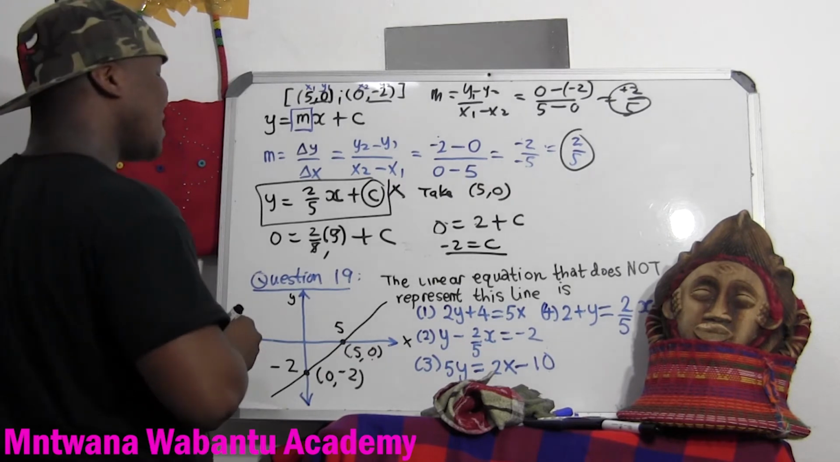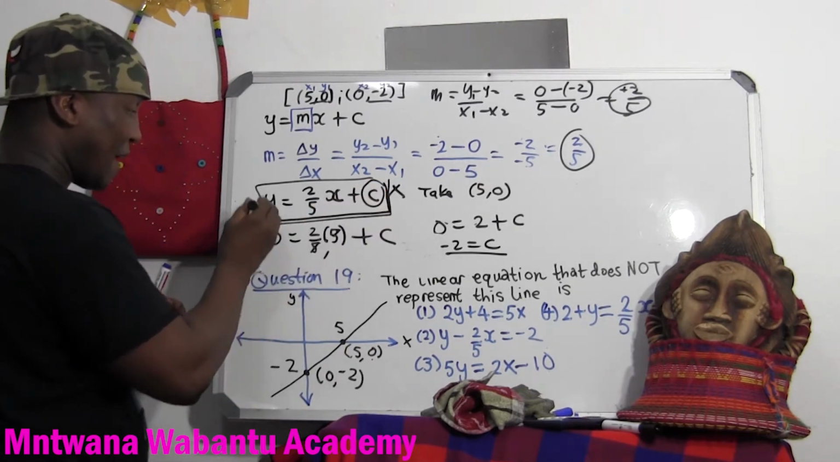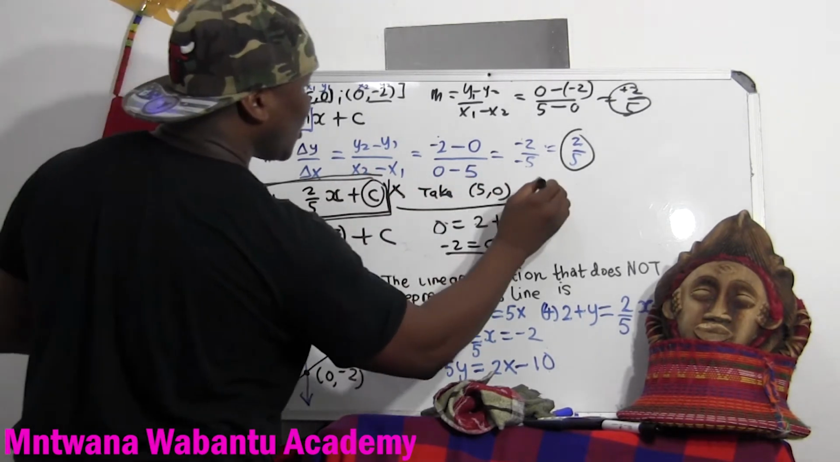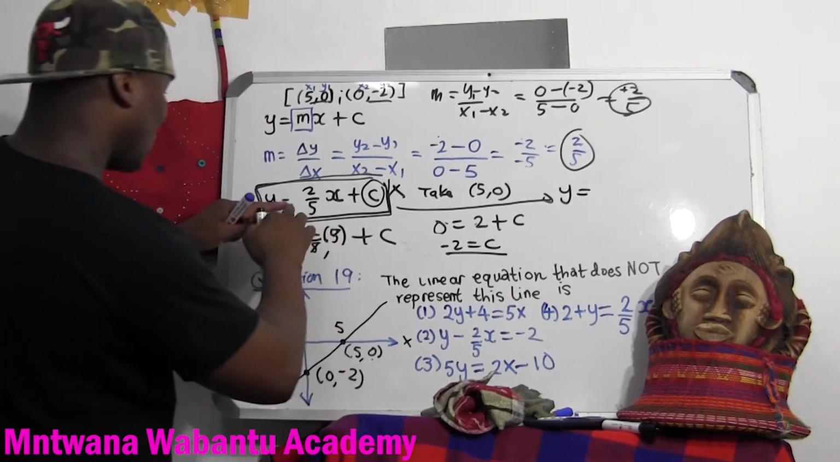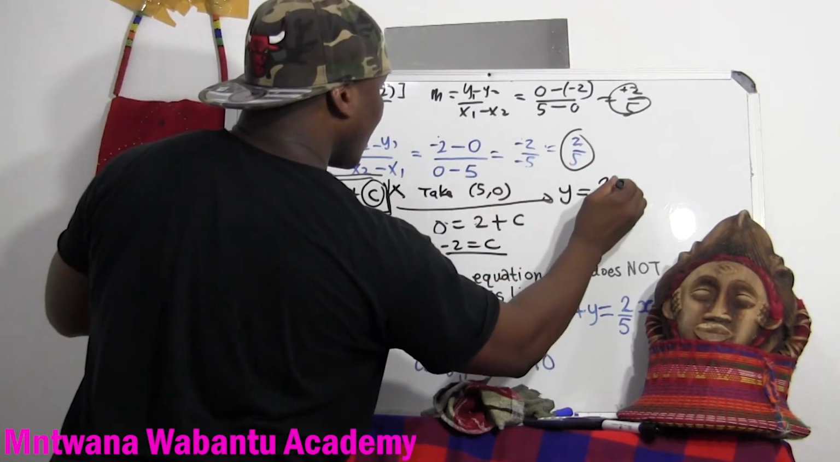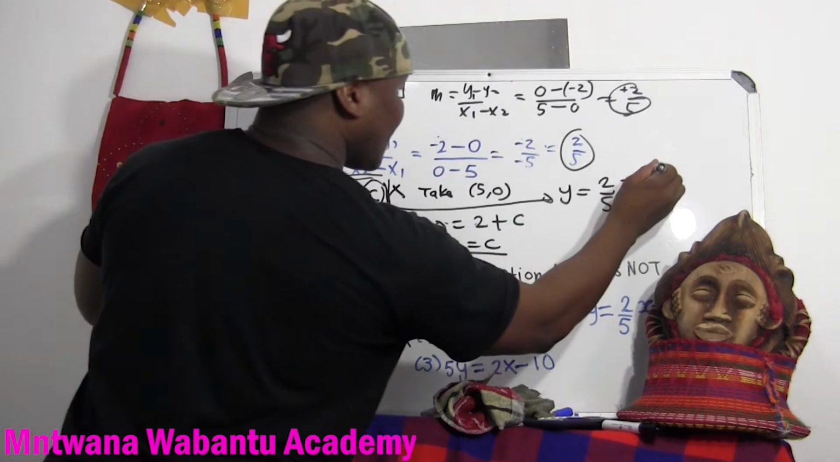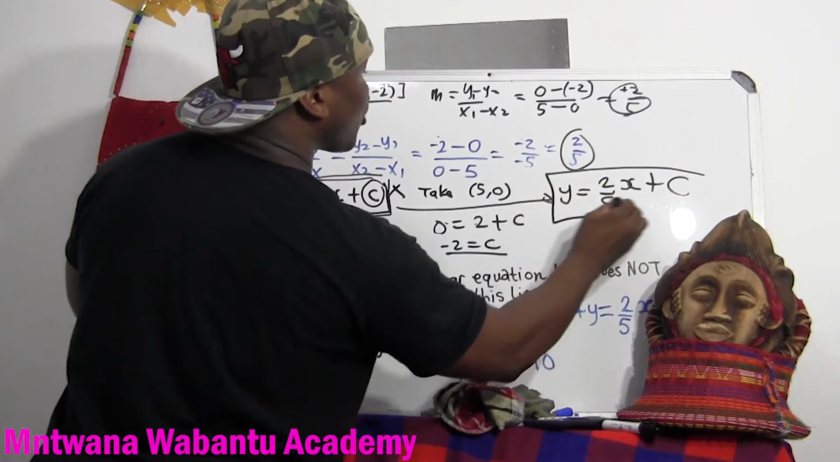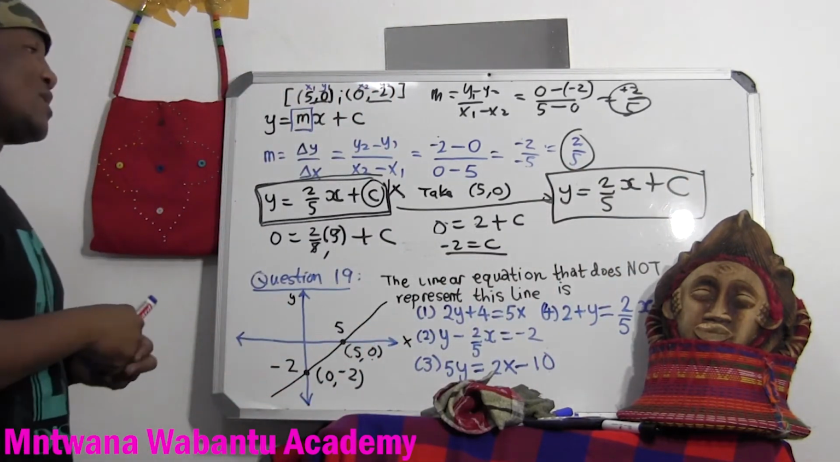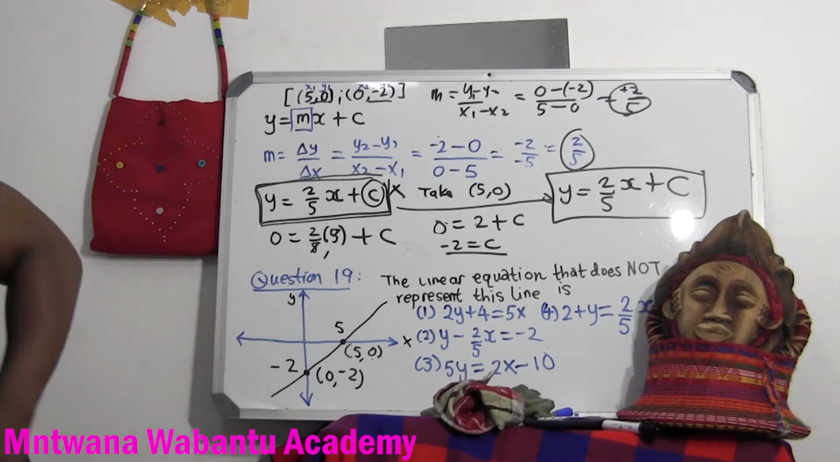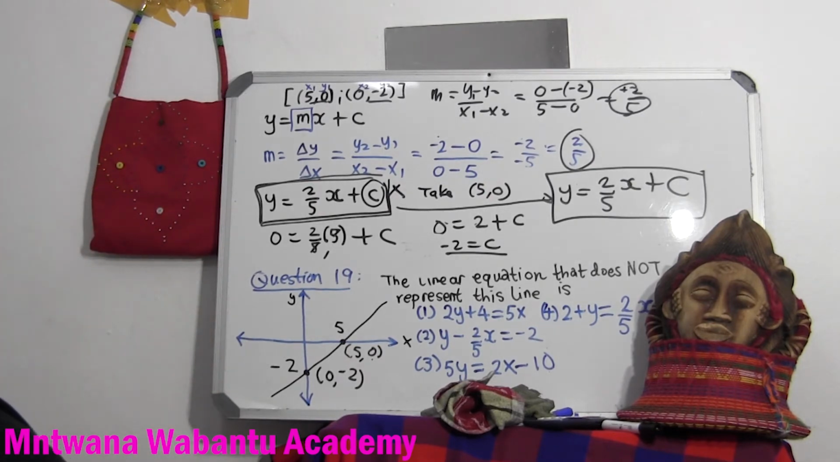So since you got the value of c, we can substitute in here. And finally, our equation of a line, y equal to 2 over 5 x plus c. So this is our final equation of a line. But now, let's go to the options. In the options, they kind of play around with your mind. I'm going to show you now.